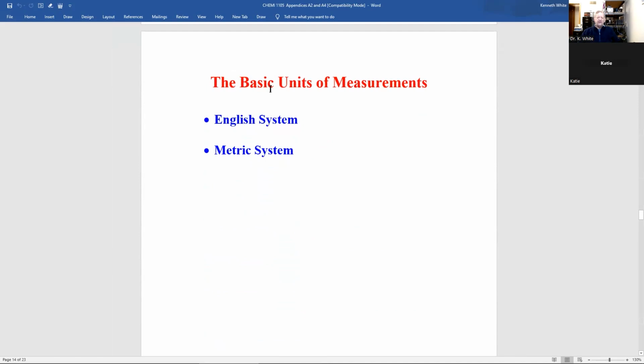Now, when you make a measurement, you have a measurement that has units. And there are two systems, the English system and the metric. Remember, switch is off right here. But both of these we use, and in chemistry, we use mainly the metric in a laboratory. In a chemical plant in the United States, it's English. In Europe, it's metric. I've worked in both.